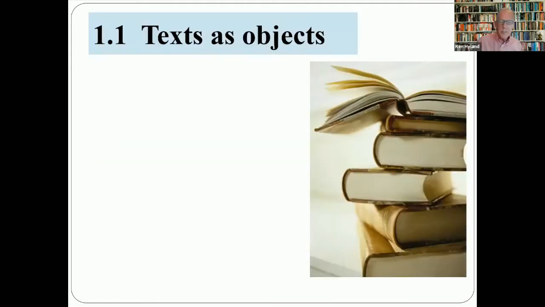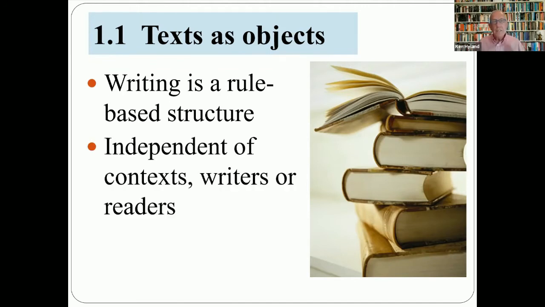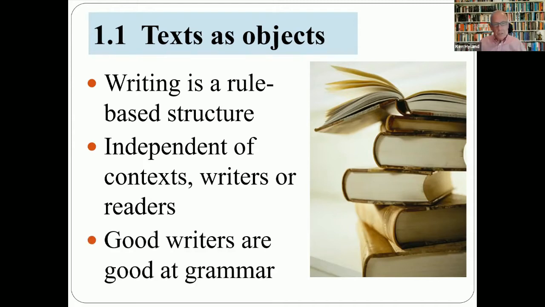First of all, seeing text as objects really means understanding writing as the application of rules. Writing is a thing, independent of any particular context, writers or readers. And learning to become a good writer is mainly a matter of knowing grammar. So this is what we tend to see as a product approach. And this view sees writing as the arrangement of words, clauses, sentences. And students can be taught to say exactly what they mean by learning how to put these together effectively.